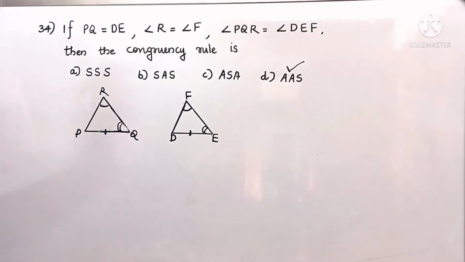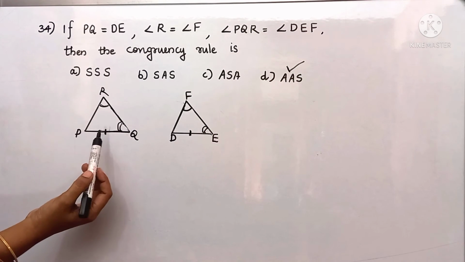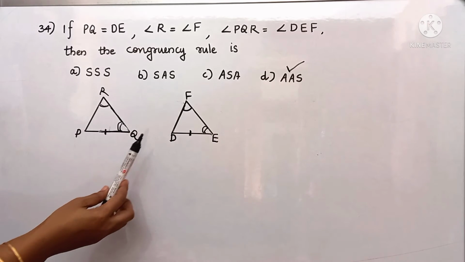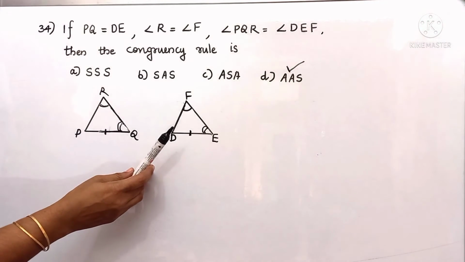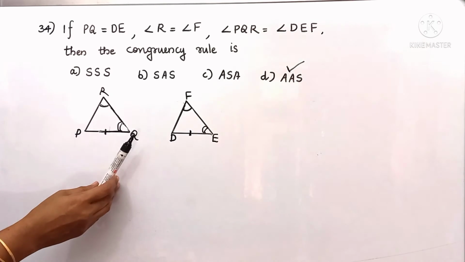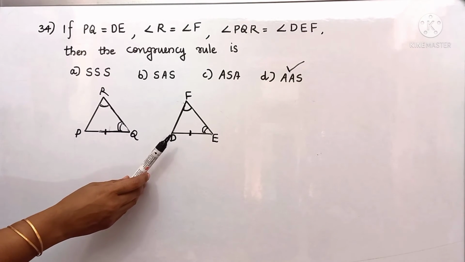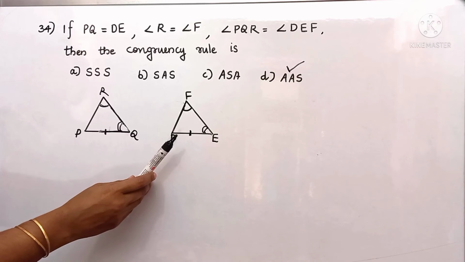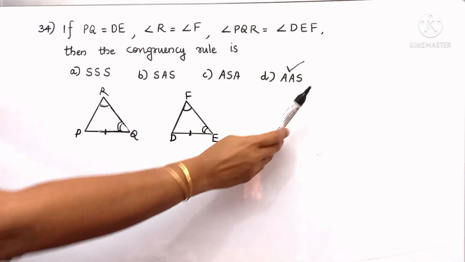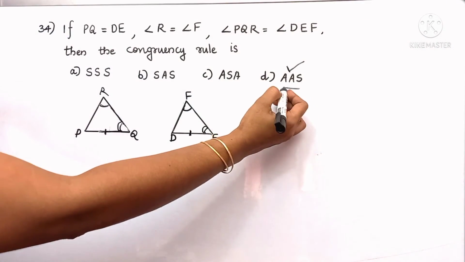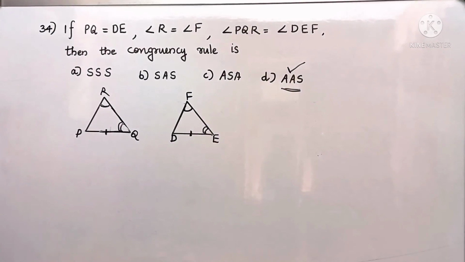AAS criteria means if two angles and a non-included side of one triangle are congruent to two angles and the corresponding non-included side of another triangle, then the two triangles are congruent. That is the AAS criteria. So our answer is AAS, option D.